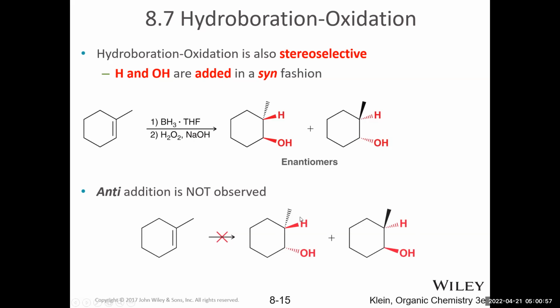Anti-selectivity is not observed in this reaction. So if you have a methyl group here and the hydrogen gets added from the top, that will push this methyl group back, right? Because this became a chiral center, we need to make sure to put something on a dash and something on a wedge.